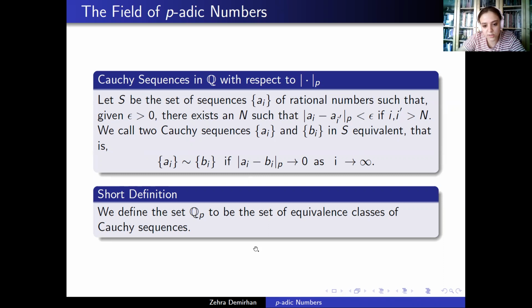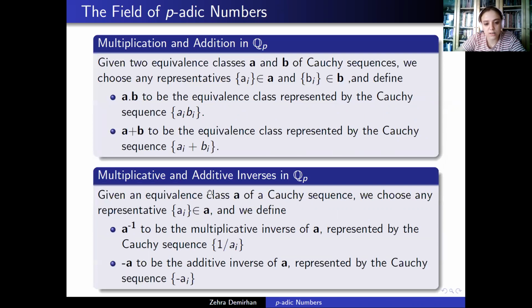Further, we call two Cauchy sequences a_i and b_i in S equivalent if the difference between their terms with respect to the norm p approaches 0 as i goes to infinity. So by using this definition, we define the set Q_p to be the set of equivalence classes of Cauchy sequences. Here are some further definitions about multiplication and addition in Q_p, and also multiplicative and additive inverses in Q_p.